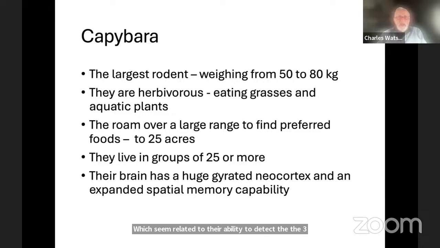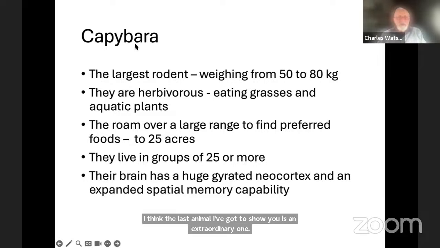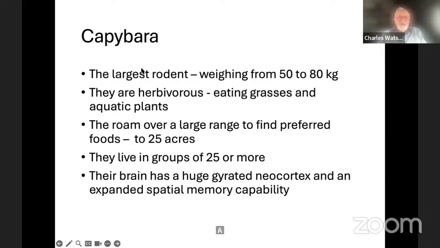And I think the last animal I'm going to show you is an extraordinary one. Once again, a student that I was involved with made a mini atlas of this. The capybara is by far the largest rodent. They weigh on average about 50 kilograms, but they can go up to 80 kilograms. They're as big as a huge pig. And they're entirely herbivorous. They eat grasses and aquatic plants. They spend quite a lot of time in the water.